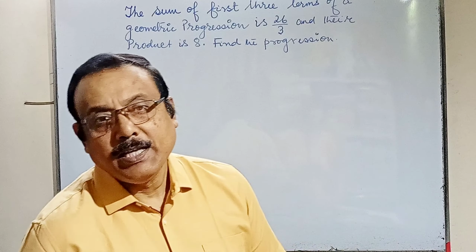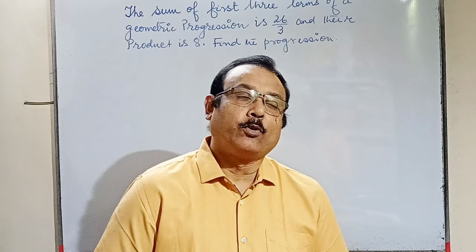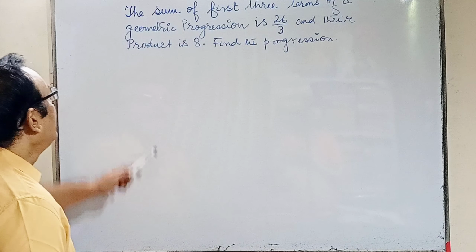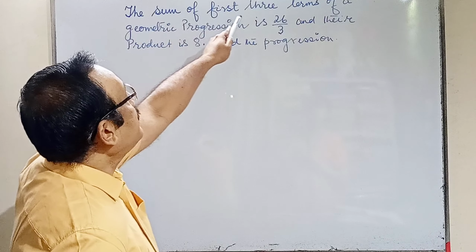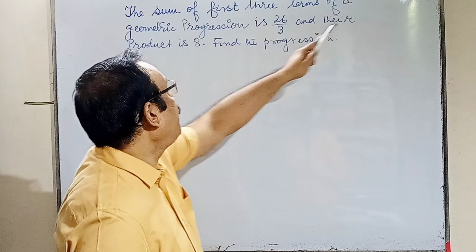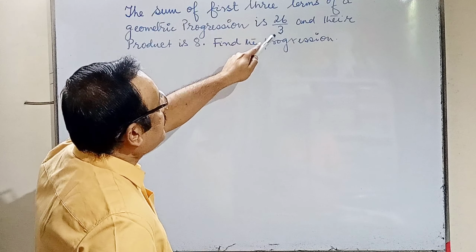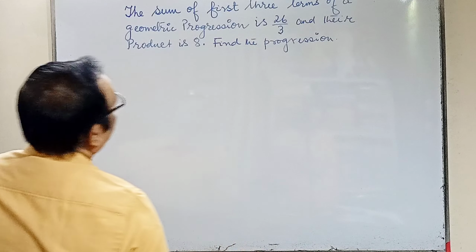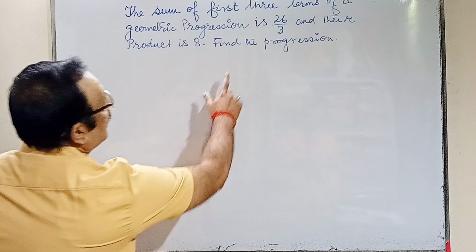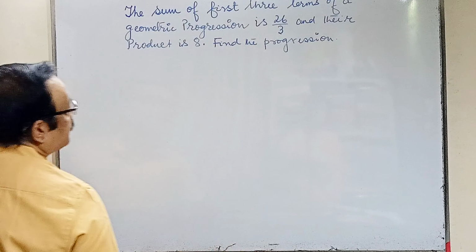Today's question is from the chapter Geometric Progression. The question is: the sum of the first three terms of a geometric progression is 26 by 3 and their product is 8. Find the progression.